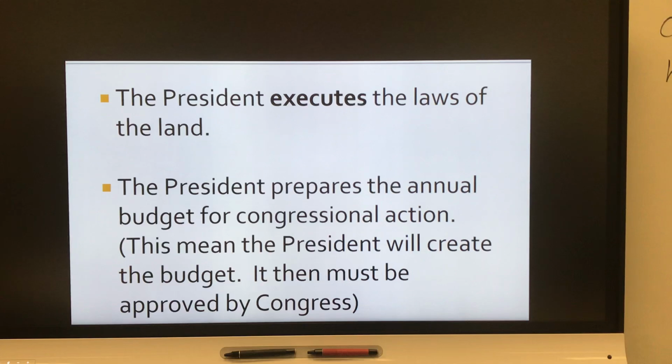So the first power of the president is to execute the law. The second power of the president is to make the nation's budget and decide how to spend the money. And again, this is in the Constitution. The Constitution of the United States tells us all of this information. Just take another minute or two to write that down, and we'll move on to the next slide.